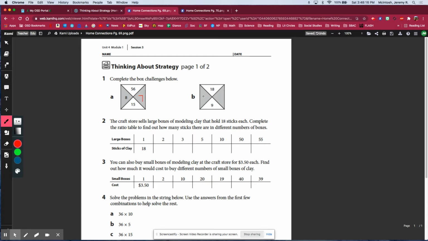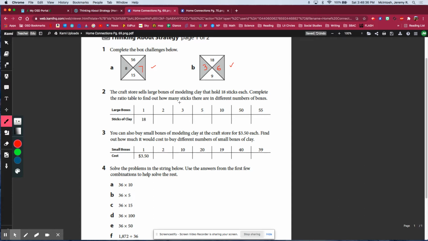So let's see. 2 plus 7 equals 9, but 2 times 7 equals 14, not 18. How about 3 and 6? Let's try that. 3 plus 6 equals 9, and 3 times 6 equals 18. There we go. All right, moving on to our ratio table.